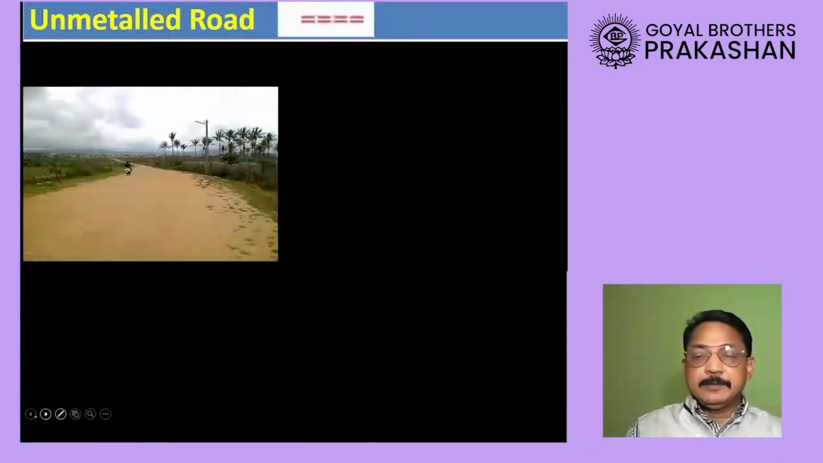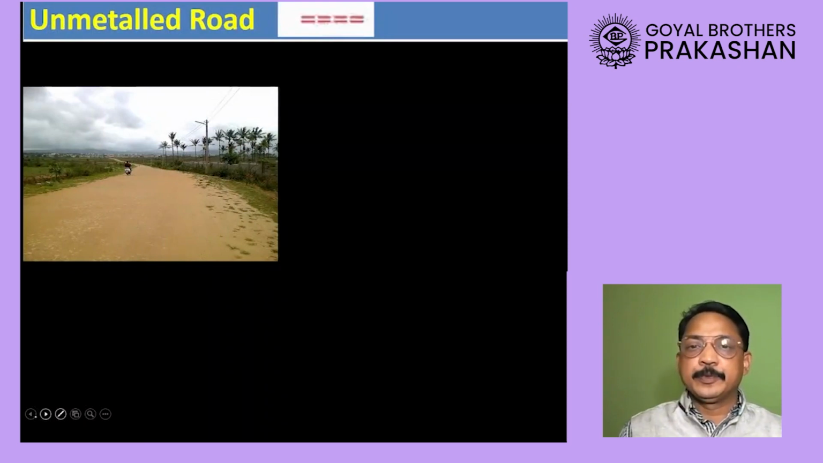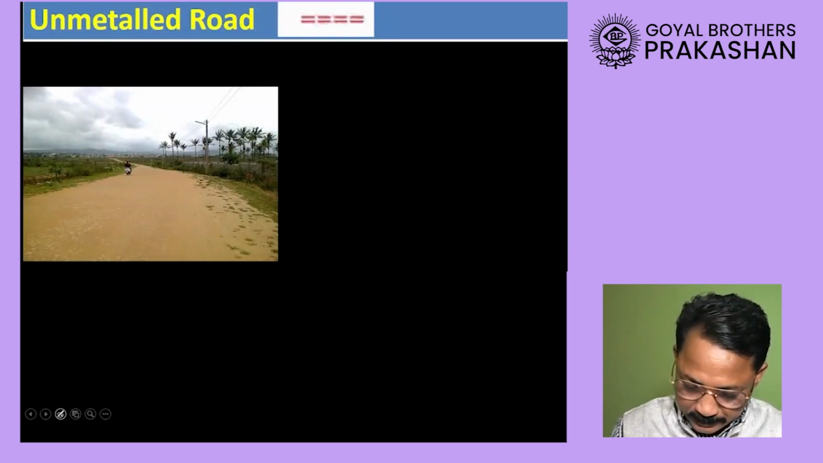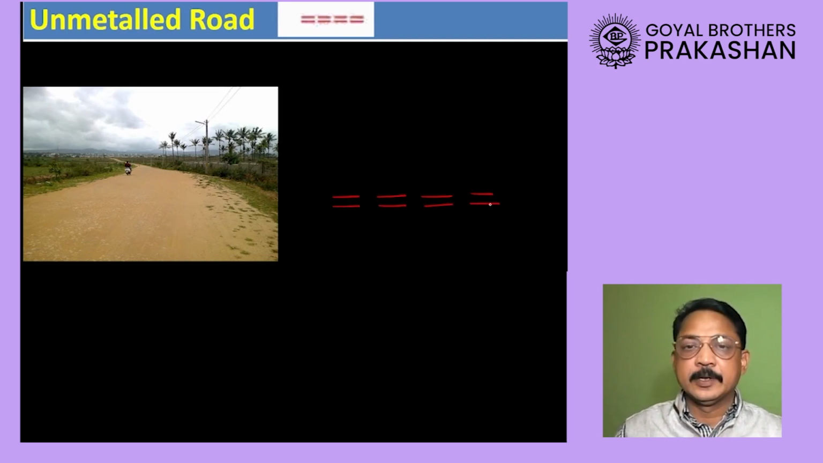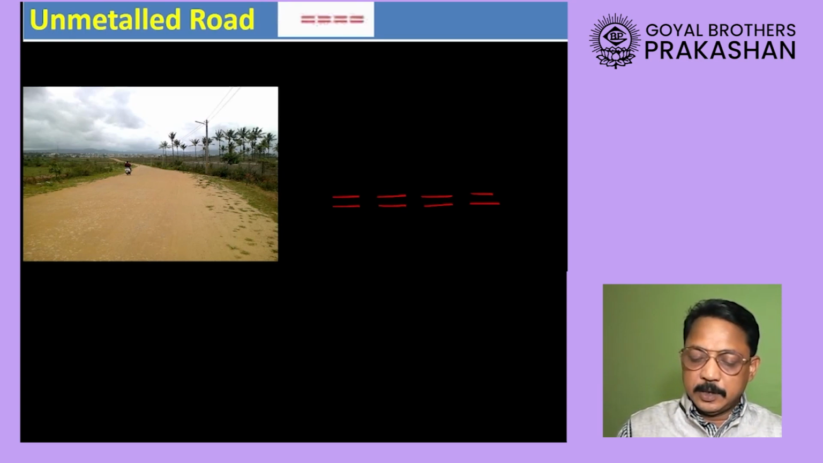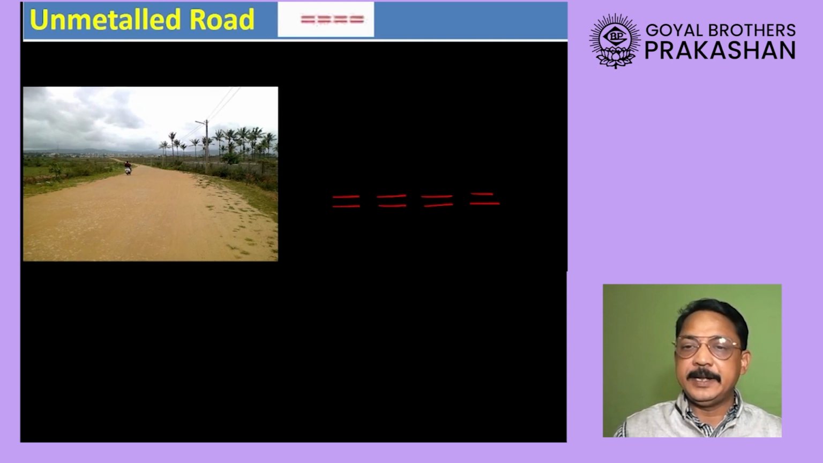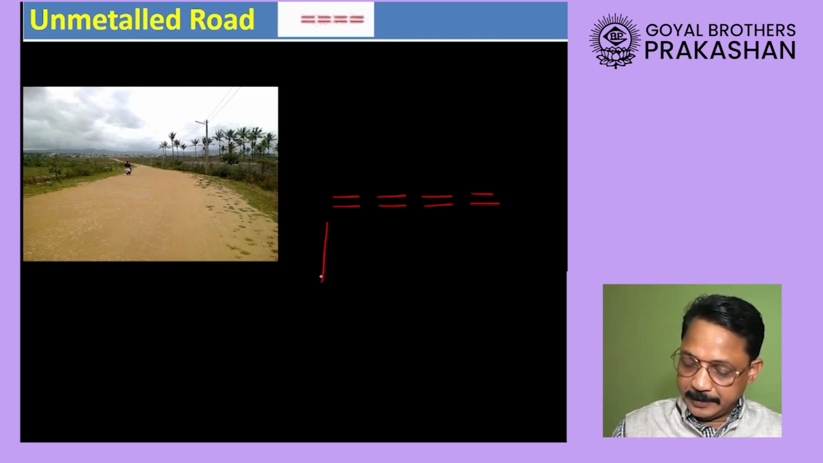Okay, now sometimes the roads are shown with broken red lines, two parallel broken lines like this. This is a symbol of an unmetalled road. That means the road which is not completely constructed, under construction. We call such a road by the name unmetalled road. Also in local language, it is called kacha road.